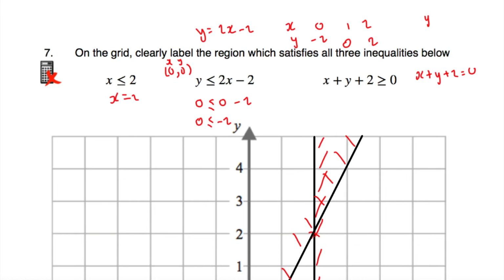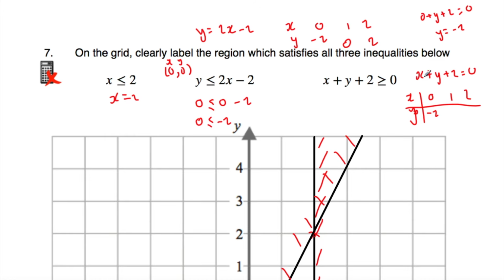I'm actually just going to leave it as it is and do an xy table for this. So x and y, 0, 1, and 2. So x plus y plus 2 is equal to 0. If x is equal to 0, we get 0 plus y plus 2 is equal to 0. Here y would have to be equal to negative 2, because if y is equal to negative 2, we're going to get 0 plus negative 2 is negative 2 plus 2 is 0, and that equals 0. So if x is equal to 0, y is going to have to be equal to negative 2.